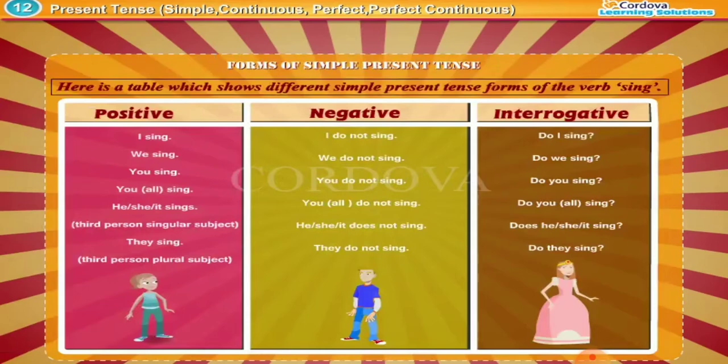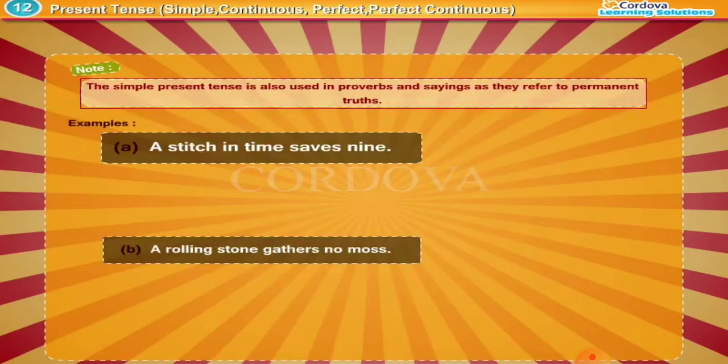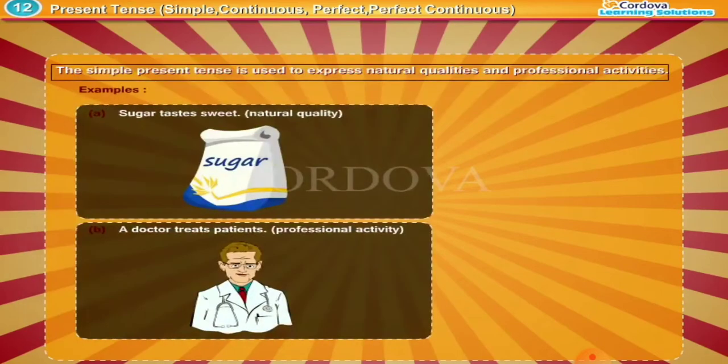Form of simple present tense. Here is a table which shows different simple present tense forms of the verb sing. Note: the simple present tense is also used in proverbs and sayings as they refer to permanent truths. Example, a stitch in time saves nine. A rolling stone gathers no moss.